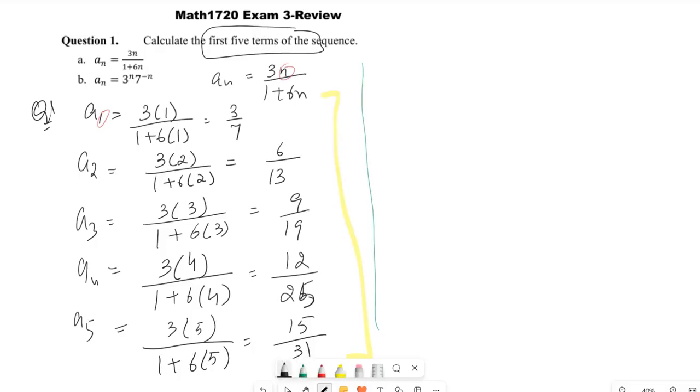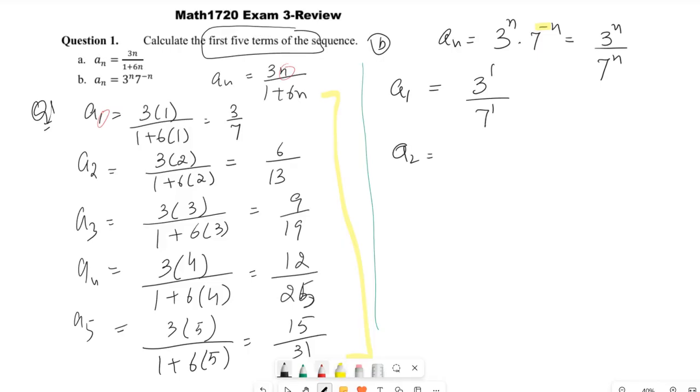Let's work on part B. It says a_n is 3 to the power n times 7 to the power negative n. I can also write it as 3 to the power n over 7 to the power n, because a negative power means that it can go below the line, in the denominator. So we need to find 5 terms.